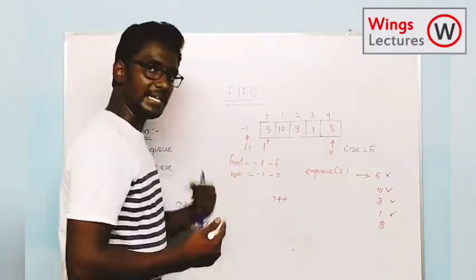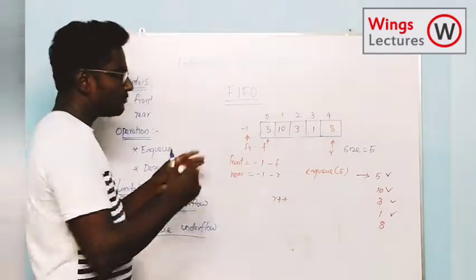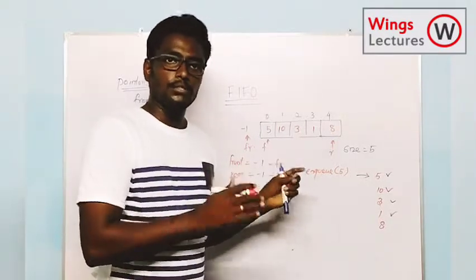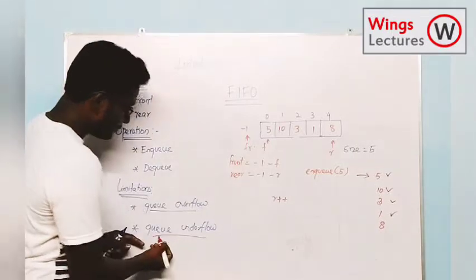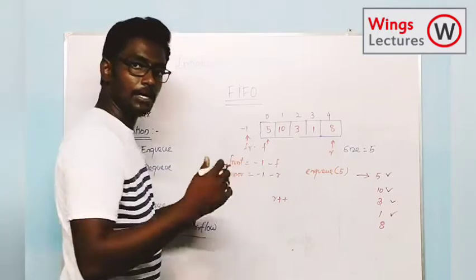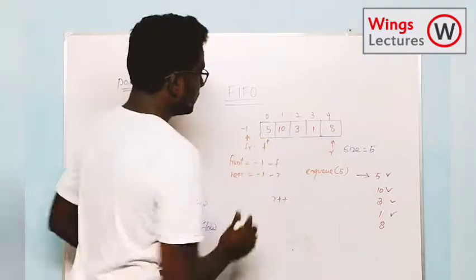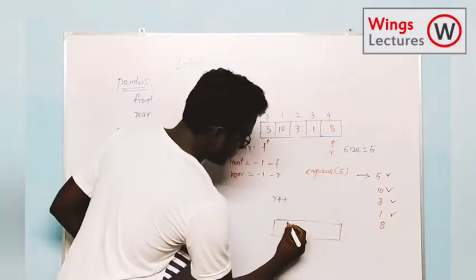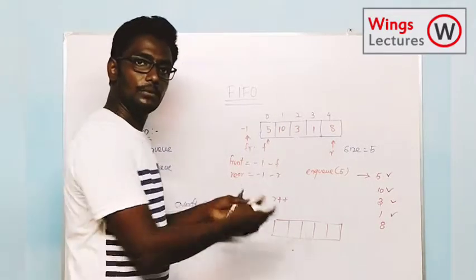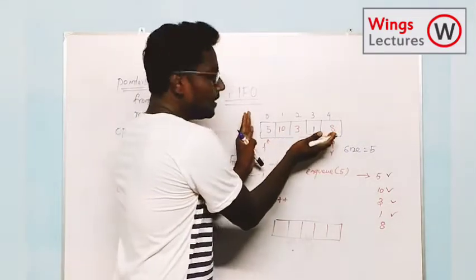When I'm trying to delete a data from this queue, the limitation is queue underflow. So I have to check whether the queue is empty or not. If the queue is empty, I can't delete any data from the queue. If the queue is empty, the situation becomes underflow, so I can't delete the data from the queue. Just consider here it's an empty queue. If there is no data, I can't delete any data from the queue. And this one is full of data.